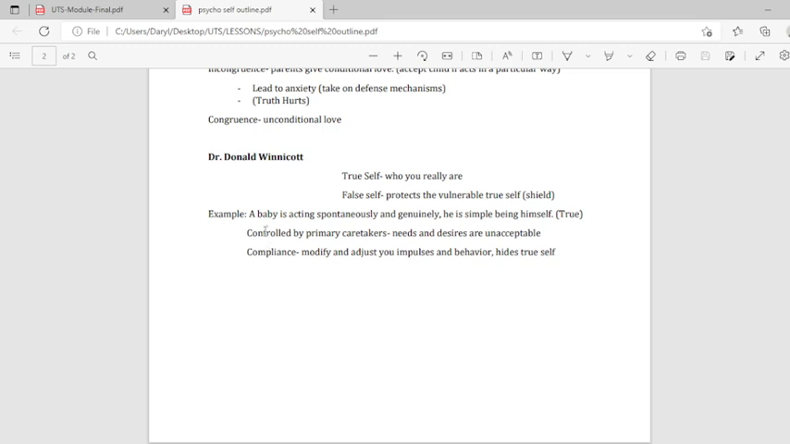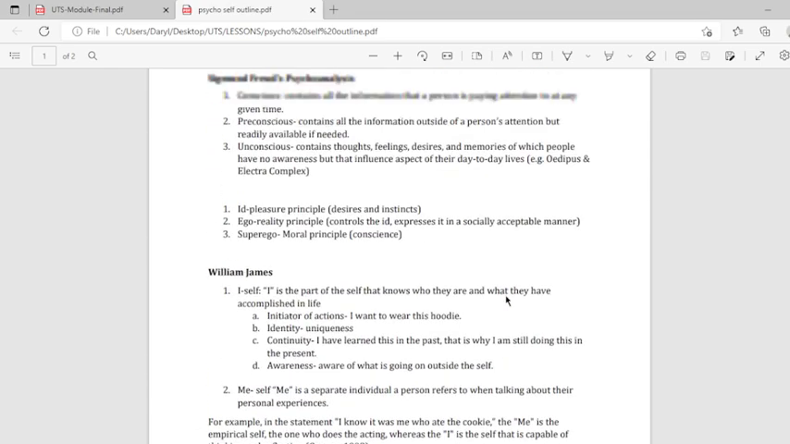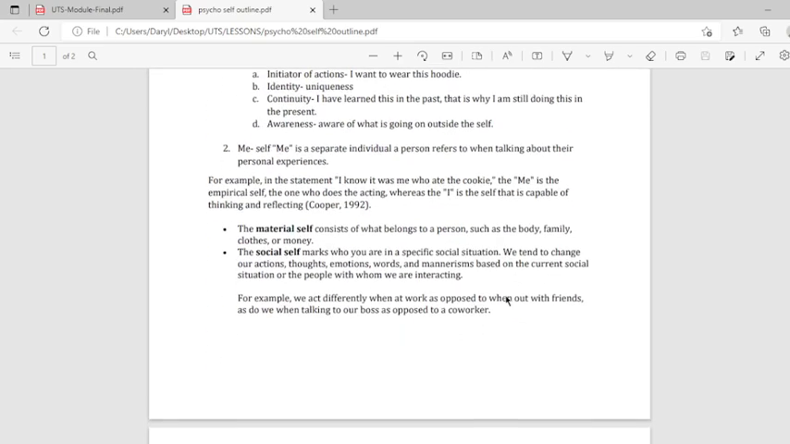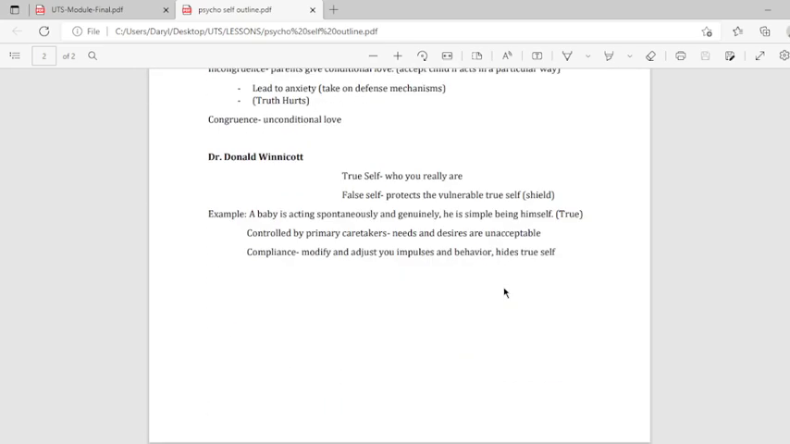Okay, because naay different responses ang imong primary caretakers to your needs and desires, and sometimes you feel that they are unacceptable, so you modify, you comply according to how they respond to you, meaning you control your behavior, and therefore create a false self, which protects the vulnerable true self. Okay? These concepts are very relevant, especially as of today. In what way man ni nato ma-experience?